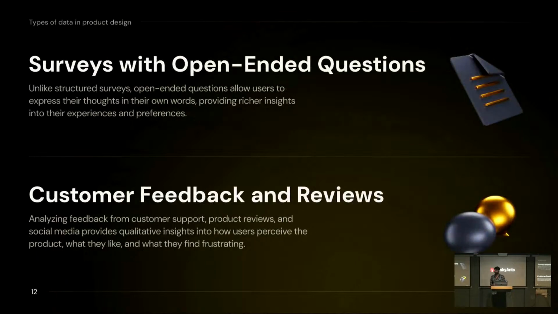Okay, surveys and open-ended questions. Surveys and open-ended questions give you more understanding of what people want. You can ask very important questions like, what do you think the next feature on the platform would be? These kinds of open-ended questions give very rich insights into understanding users' motivations and pain points. Okay. Customer feedback and reviews.